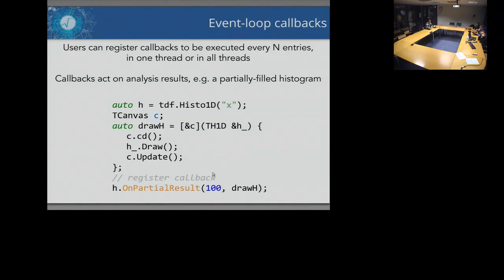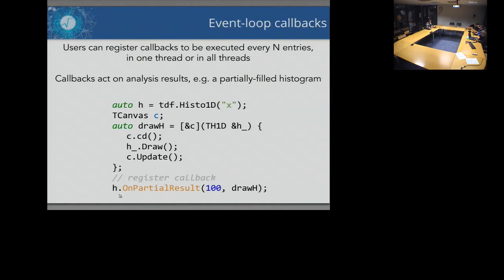One can also specify callbacks to be executed every n entries in the event loop. This is quite useful if you want to inspect partial results of your analysis without waiting for the analysis to actually finish, right? If your analysis runs for 1 hour, you probably want to check that the histogram is being filled sensibly, maybe every 5 minutes or so. And this is how you do it. You book a histogram. You call TDataFrame.Histo1D of X. You book a histogram, and then we go to the last line on the slide.